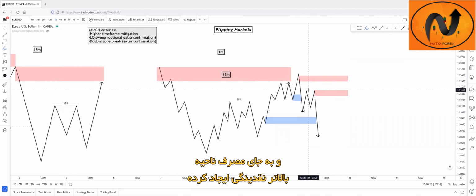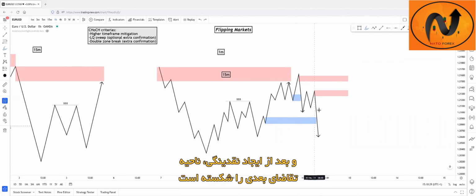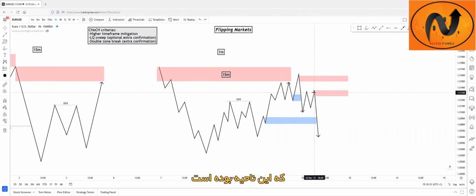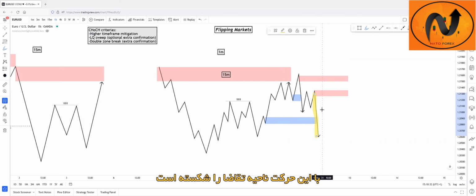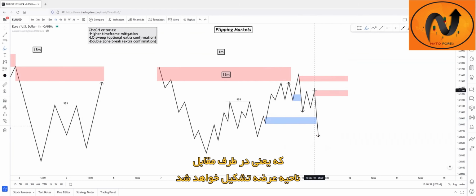Instead of mitigating the upper zone, it created liquidity. And after the liquidity creation, it broke through the next demand zone, which is this one. It broke through this demand zone with this movement. So a zone has been broken. So this means an opposite sign zone will be created, which is this supply zone.